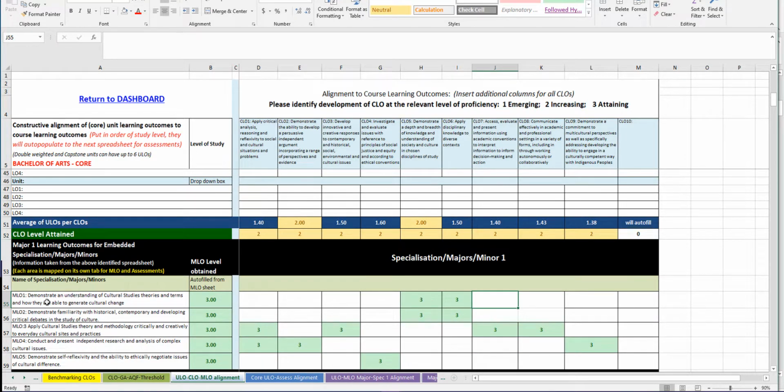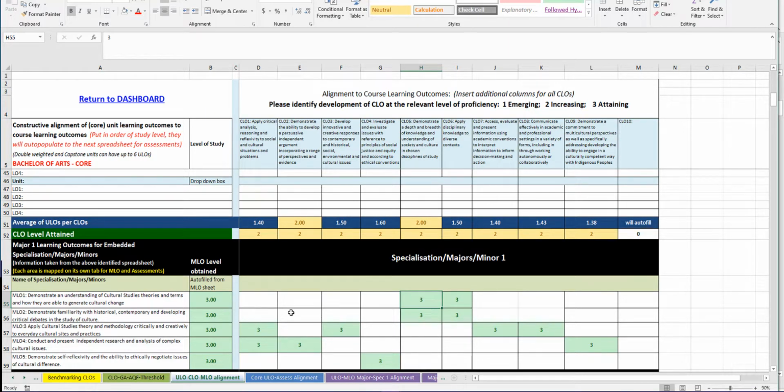So here, demonstrate an understanding of cultural study theories and terms and how they are able to generate cultural change. So if we look up here, we have demonstrated depth and breadth of knowledge and understanding of social and culture in chosen discipline studies. It maps there. And apply discipline knowledge to diverse contexts. So that maps very well to both those at a 3. And so that's basically what you're doing, is you're just going through and mapping them to the words that are here and to where they best align with your course learning outcomes.